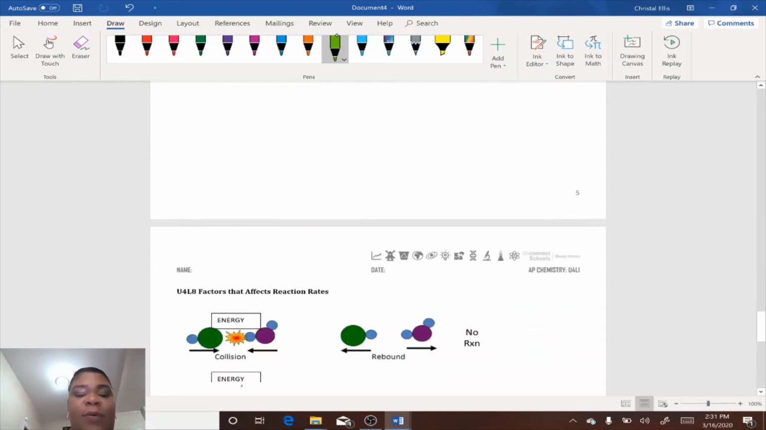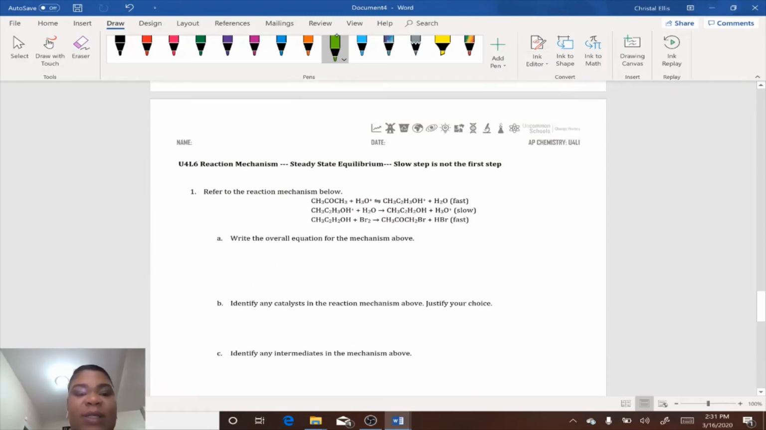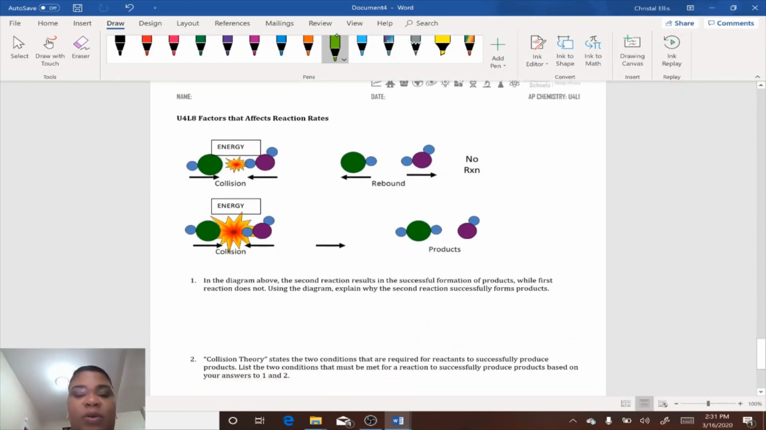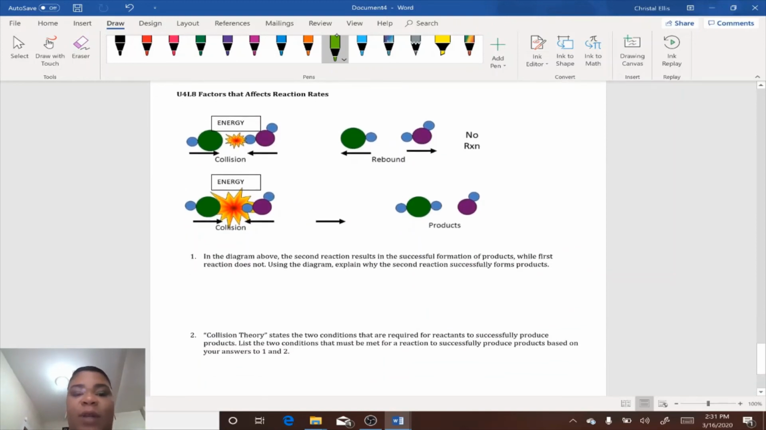I'm going to skip over Unit 4, Lesson 6, and I'm going to do that in a different tutorial. I just wanted to go over Unit 4, Lesson 8. There are a few things that we need to remember about collision theory. In the first diagram above, the second reaction results in the successful formation of products, while the first reaction does not. Using a diagram, explain why the second reaction successfully formed products.